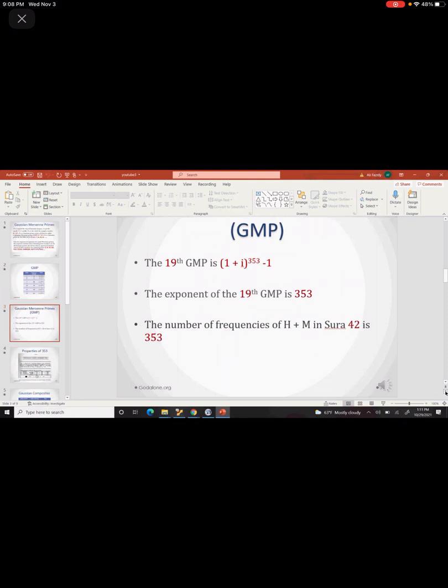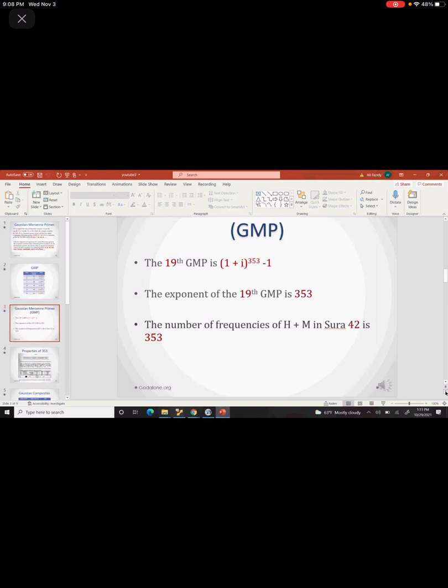Now, as I said, the exponent of the 19th GMP, or Gaussian Mersenne prime, is (1+i)^353 - 1. And the exponent of the 19th GMP happens to be 353. The frequency of Ha Mim in Surah 42 happens to be 353.